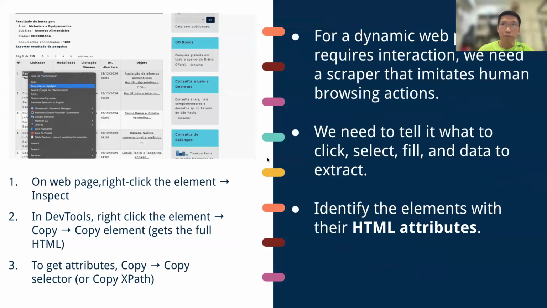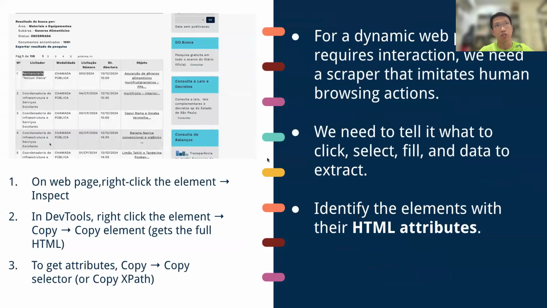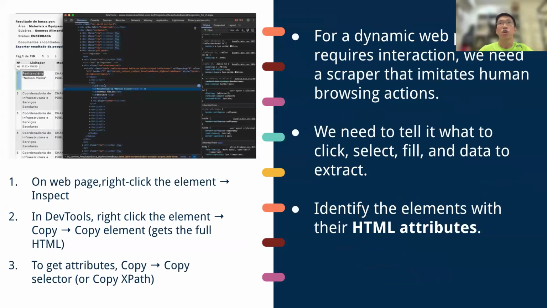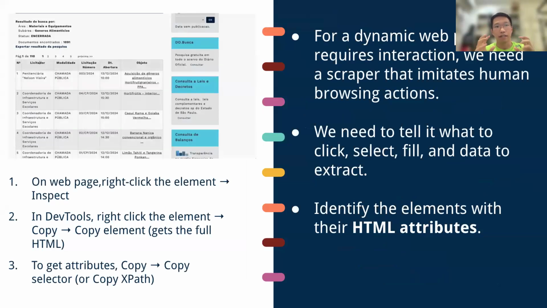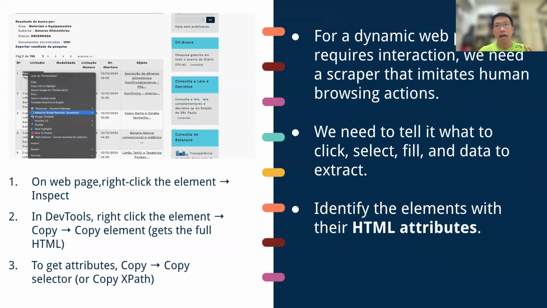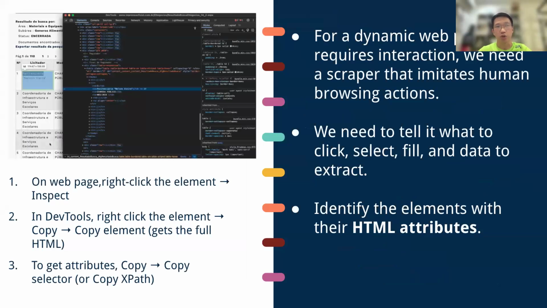But for a dynamic website, it requires interaction, because you need to click the search button and everything. So we need a scraper that imitates our browsing actions. We need to tell the scraper where to click, where to select, where to fill in, and what data to extract. In this case, we need to identify the HTML elements that we want the scraper to click to interact with, this button and that button. You cannot tell the LLM to click the blue button with the word search. Sometimes it is not accurate.